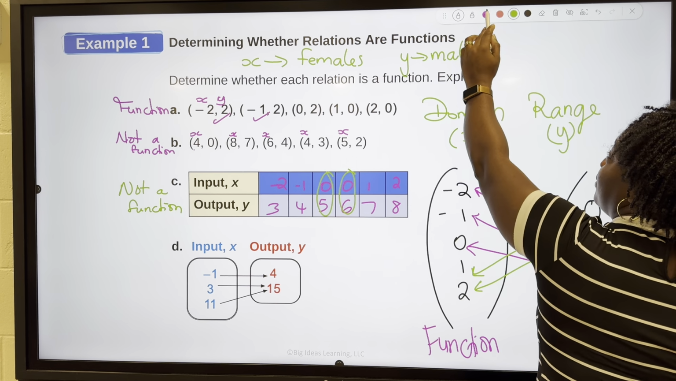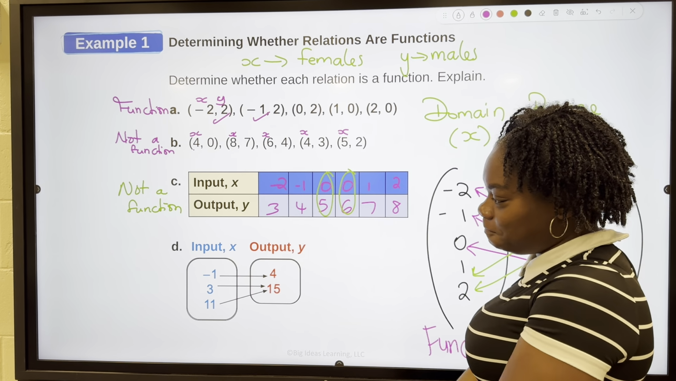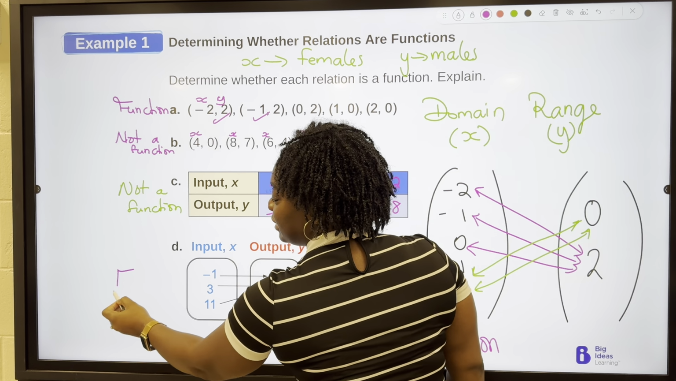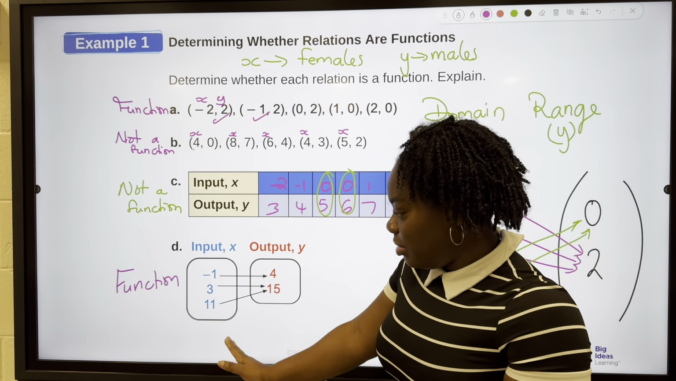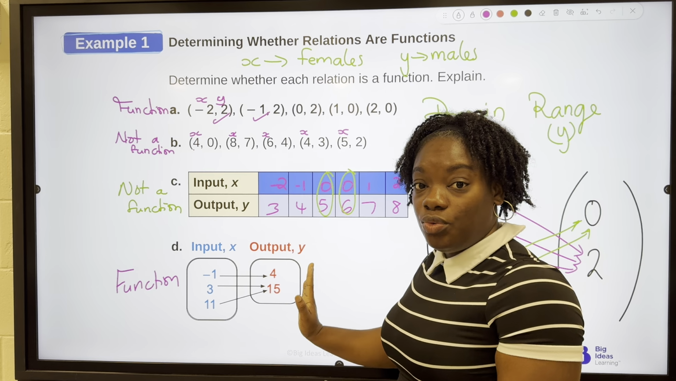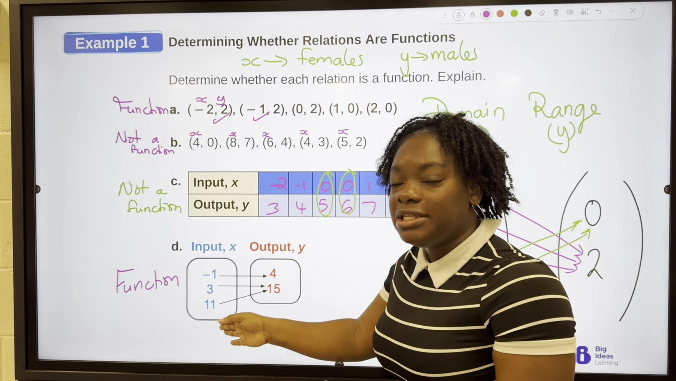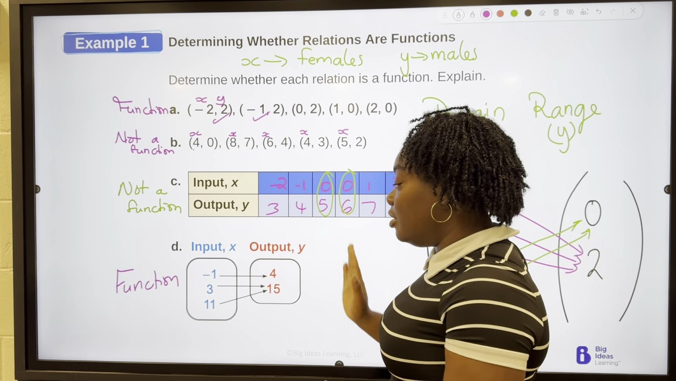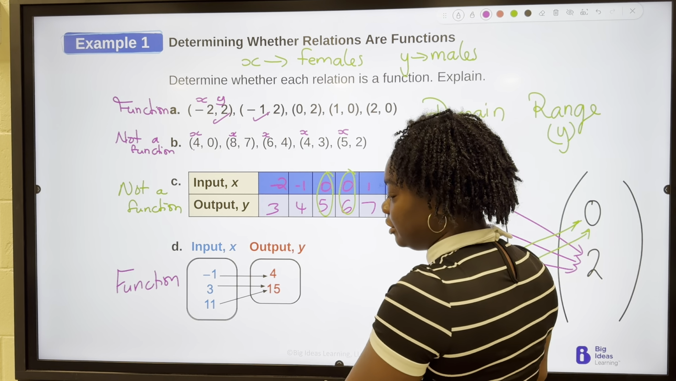All right, let's look at D. What do you say for this one? Function or not a function? It is a function. Let's examine why. Remember it's always the x that is in question and not the y, right? Because in the African culture, the females are the ones that are not allowed to have multiple husbands. The males can have multiple wives. So always remember that.